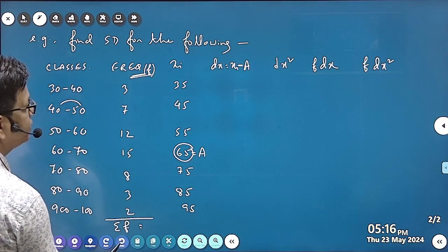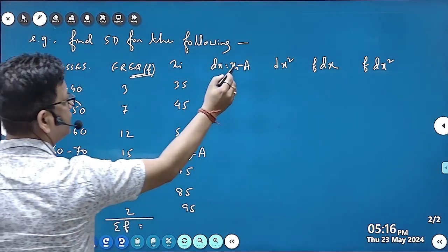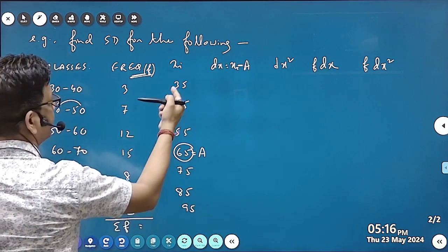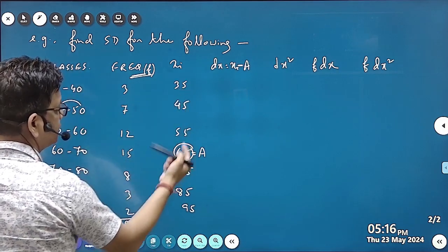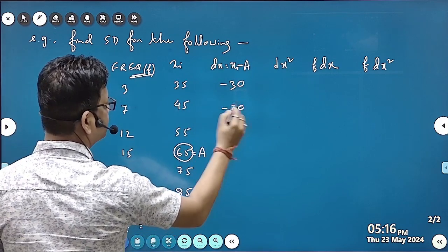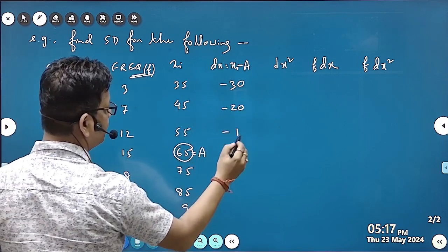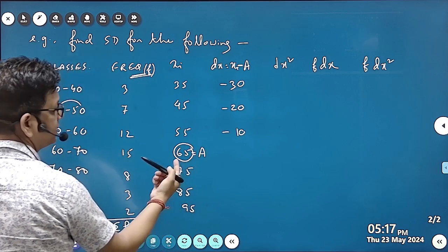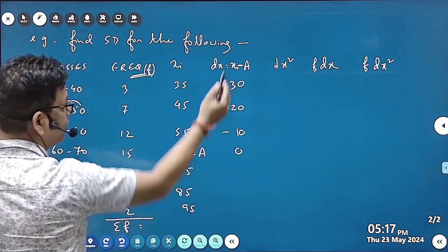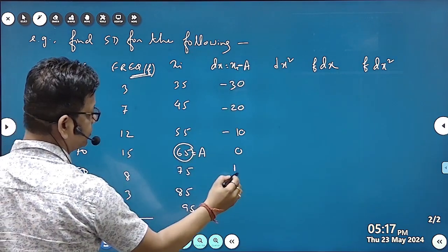Sometimes we also use di. Now xi minus a. So it will be xi minus a: 30 minus 65, which will be minus 30. 45 minus 65, minus 20. 55 minus 65, minus 10. And here xi is simply the a, so 0. 75 minus a is 65, so 10.